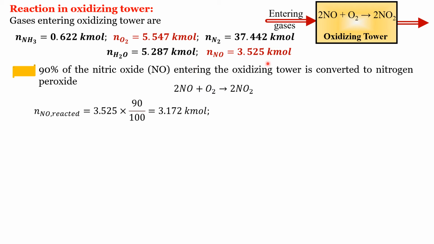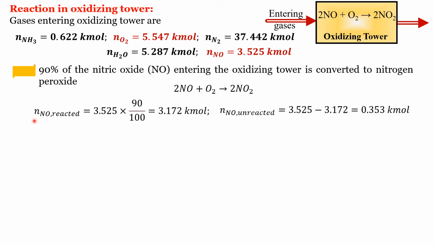So amount of NO is 3.525. So 90% of this will react. So we can find NO reacted equal to 90% of total. So this is the amount of NO reacted. So now we can write the amount of NO unreacted equal to total amount of NO minus reacted. So this is the amount of unreacted NO.